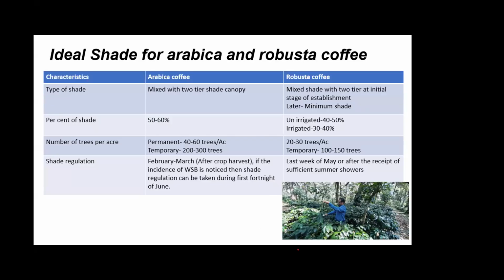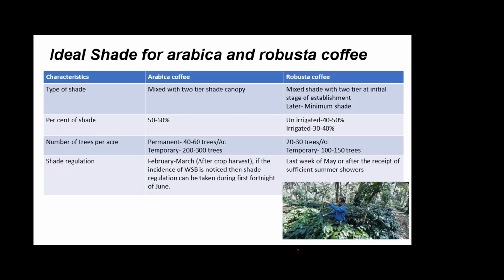And how much percentage of shade? Usually we are recommending 50 to 60% of shade in the case of Arabica. And in case of Robusta, if it is an unirrigated block, 40 to 50% shade should be maintained. And if it is an irrigated Robusta, you have to maintain 30 to 40% shade.